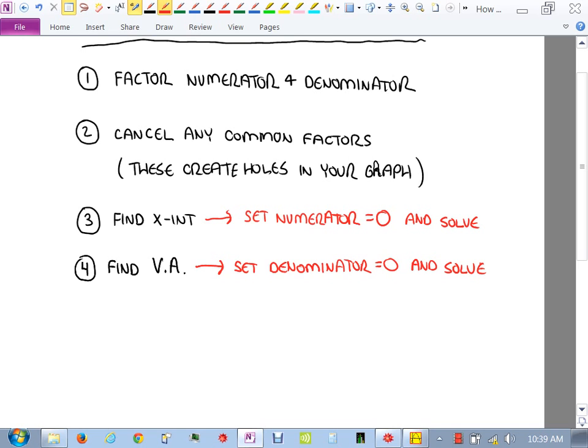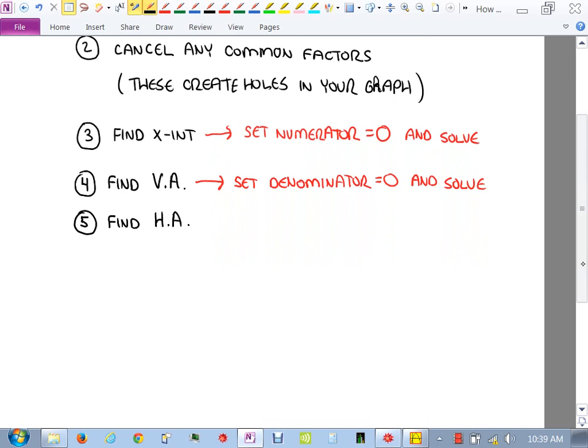Because wherever the denominator is 0, your function is undefined, isn't it? And so that's where you're going to have these vertical asymptotes. Now, finding the horizontal asymptotes is the most confusing part when you first see it. But you'll catch on to it, hopefully. Finding the horizontal asymptotes, what you'll do is this.